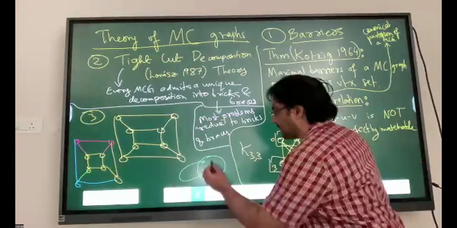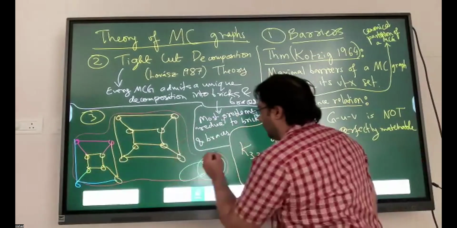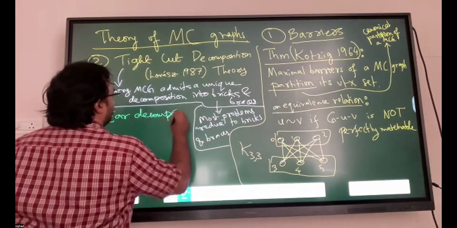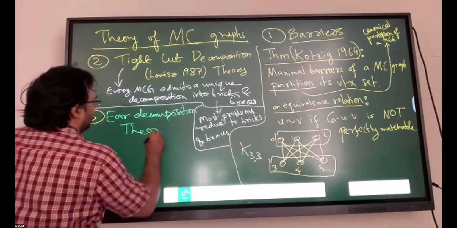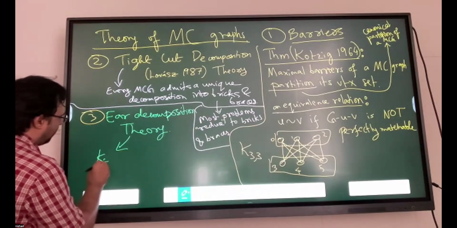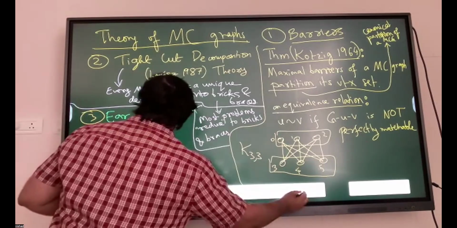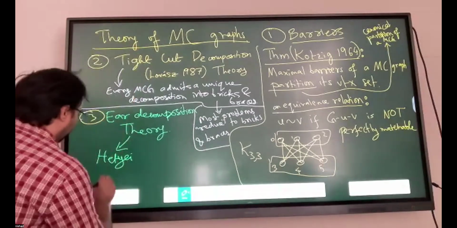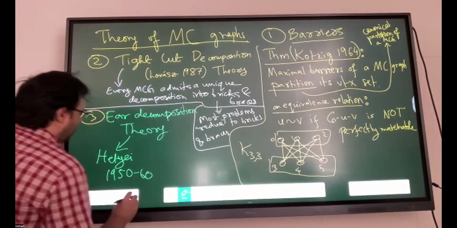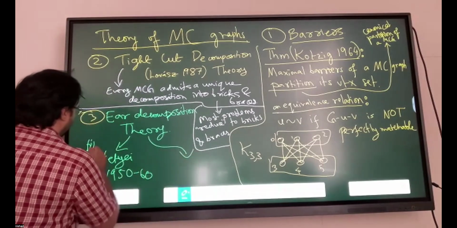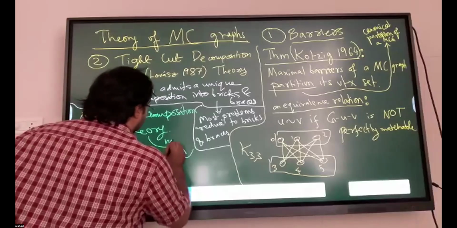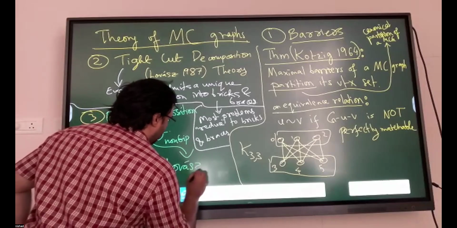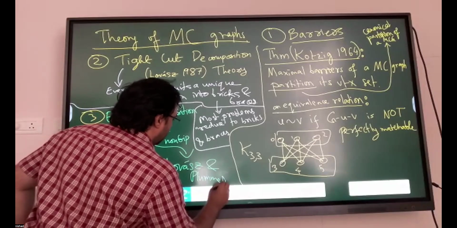Similarly, there is a beautiful ear decomposition theory for matching covered graphs. For bipartite graphs, this was developed by Hetier, in the 1950s or 60s, I don't remember. And this is only bipartite. But in the case of non-bipartite matching covered graphs, you need some more fancy things. This was developed by Lovász and Plummer, in the 1980s.